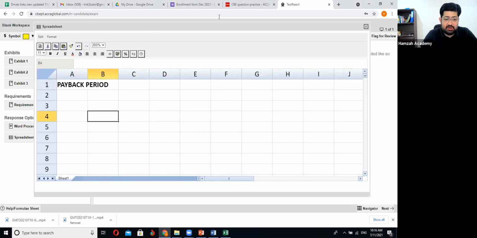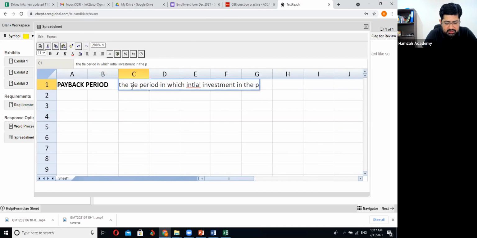And of course, it is an important concern. So the payback period method tells the time period. What is payback period? The time period in which the initial investment in the project will be recovered is called the payback period of the project.